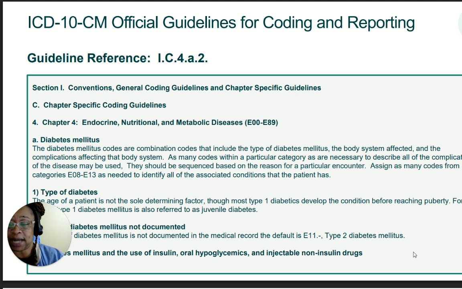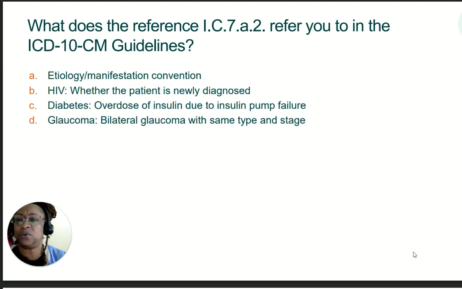Also, diabetes mellitus and the use of insulin, oral hypoglycemics, and injectable non-insulin drugs is always coded as secondary to the primary code. So you always need to make sure that these guidelines are read prior to actually using the code to make sure of accuracy. What does the reference I.C.7.8.2 refer you to in your ICD guidelines?